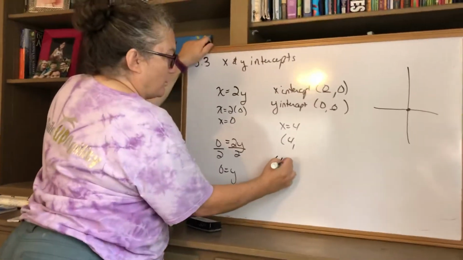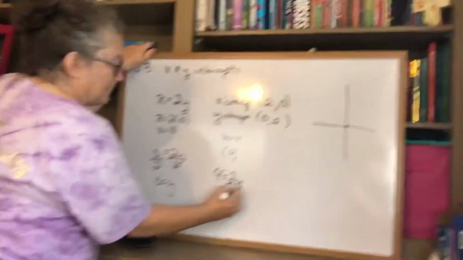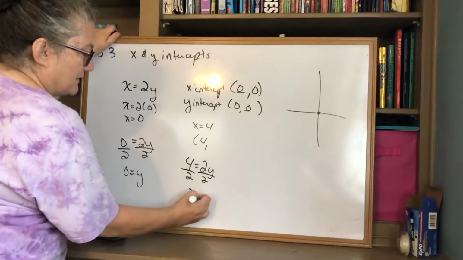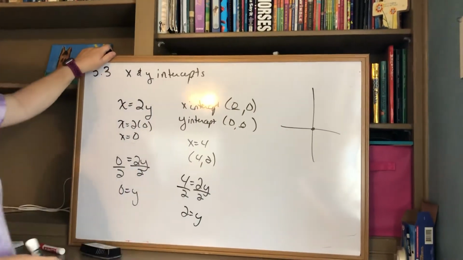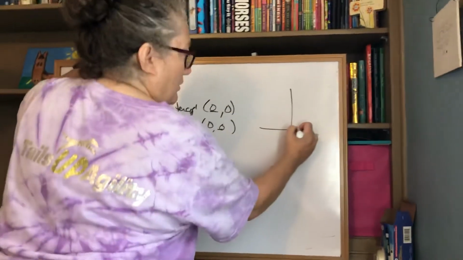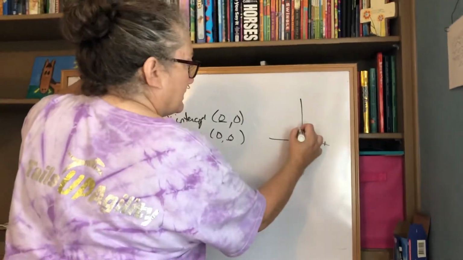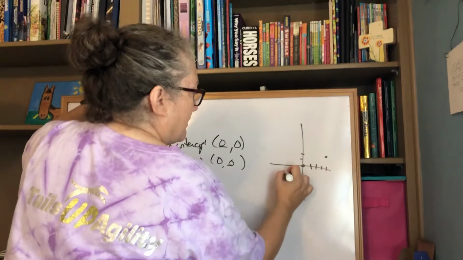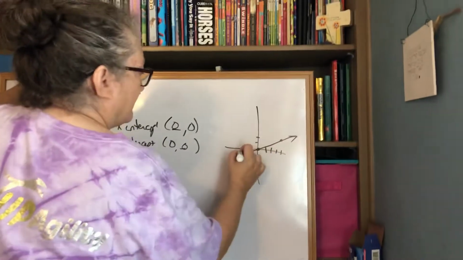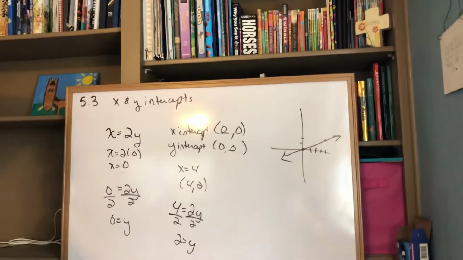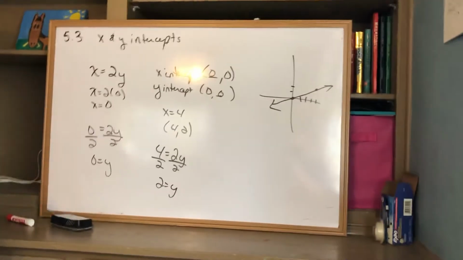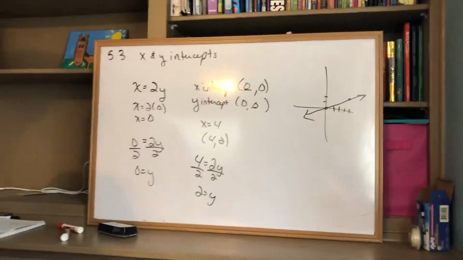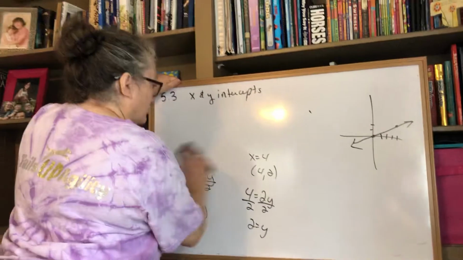So I put 4 equals 2y, divide by 2. I get 2 equals y. So my second point would be (4, 2). 1, 2, 3, 4, 1, 2. I graph it there, and then I draw my line. So sometimes you need to find that third point to make sure that you can graph it. Okay, one more, and then we'll go to another topic.